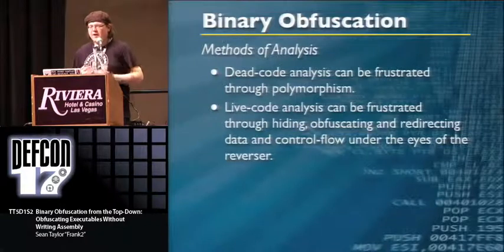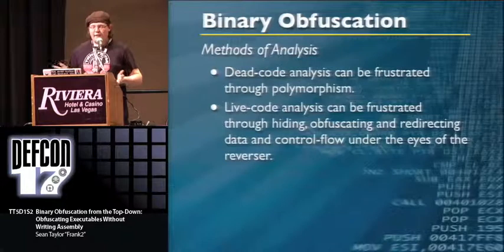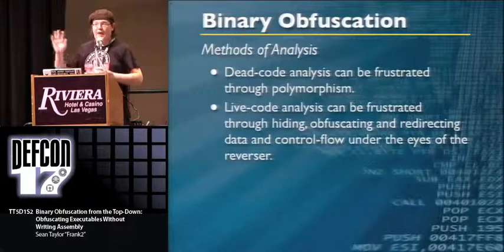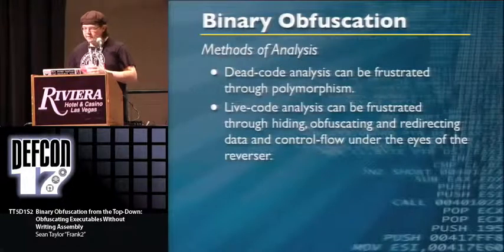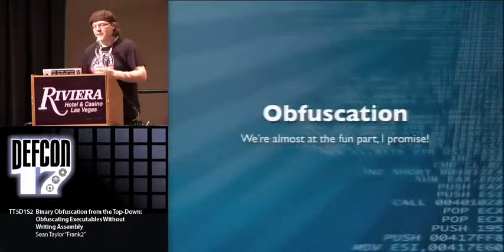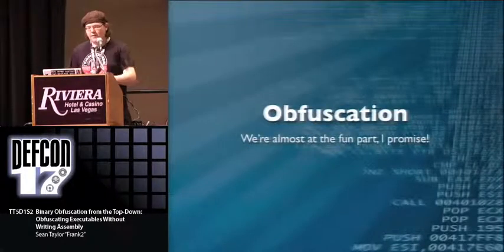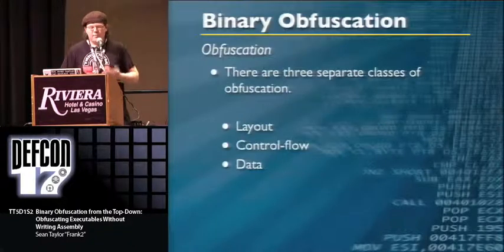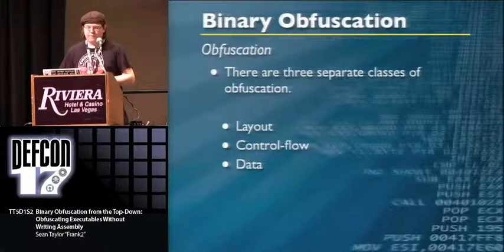The entire idea behind trying to circumvent live code analysis comes from Jedi sleight of hand, like "you do not see me accessing the internet" kind of thing. So we're almost at the fun part. Now we're going to talk about the various types of obfuscation we can actually employ. There are basically 3 different types of obfuscation you can employ: layout obfuscation, control flow obfuscation, and data obfuscation.